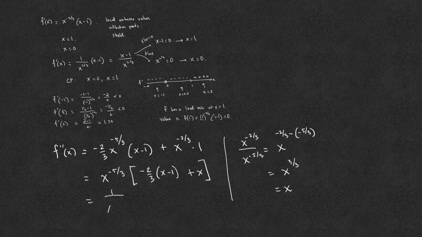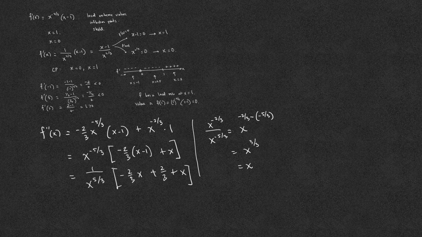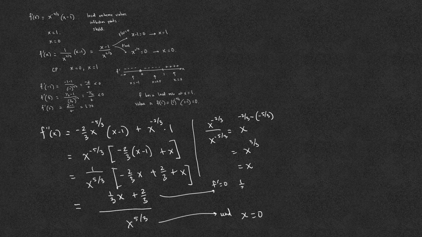Simplifying this, we have 1 over x to the 5/3, and then negative 2/3 x plus 2/3 plus x. But negative 2/3 x plus x is positive 1/3 x, and so the numerator is 1/3 x plus 2/3, and the denominator is x to the 5/3. This second derivative is undefined when x is 0, and the second derivative is 0 when the numerator is 0, or 1/3 x plus 2/3 equals 0.